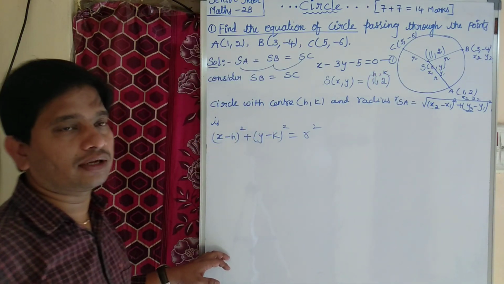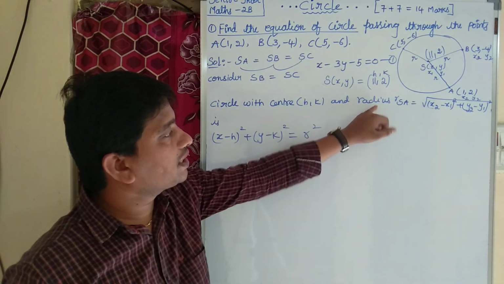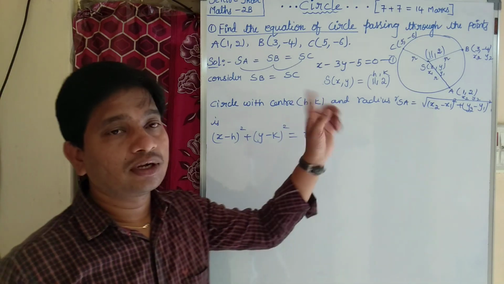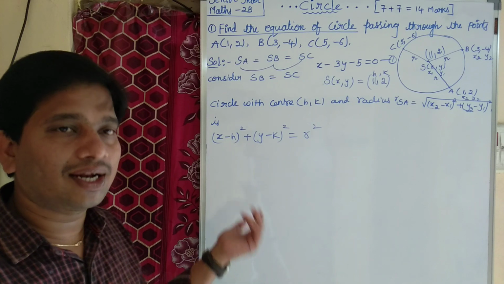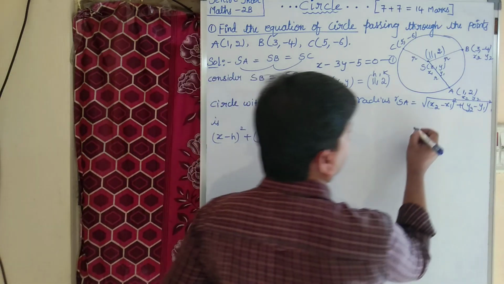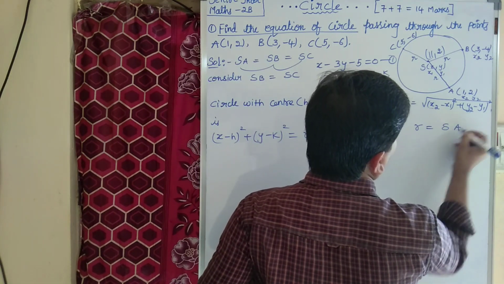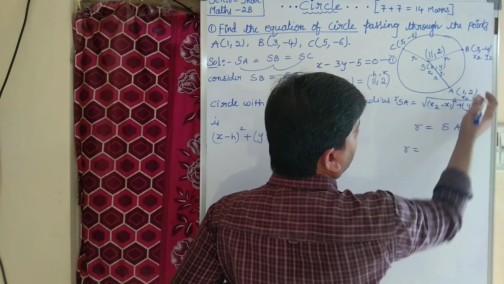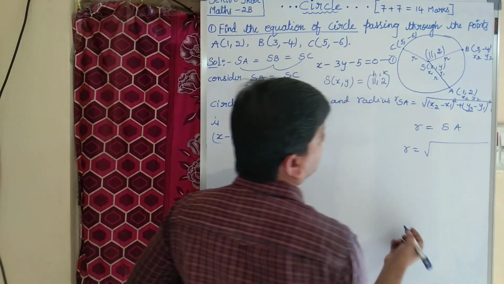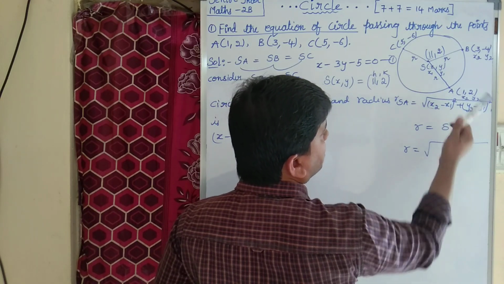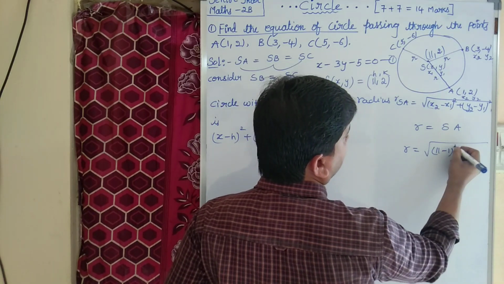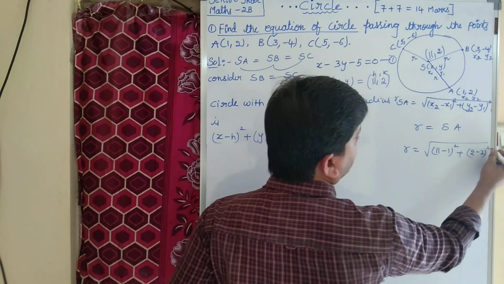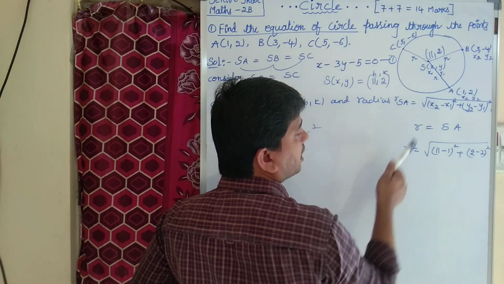We know the center, but do we know the radius? What is the length of the radius? It is the distance between S and A, or else S and B, or else S and C. So S is 11 comma 2, A is 1 comma 2. So root over 11 minus 1 whole square plus 2 minus 2 whole square. Yes or no children? Distance between S and A is called radius.